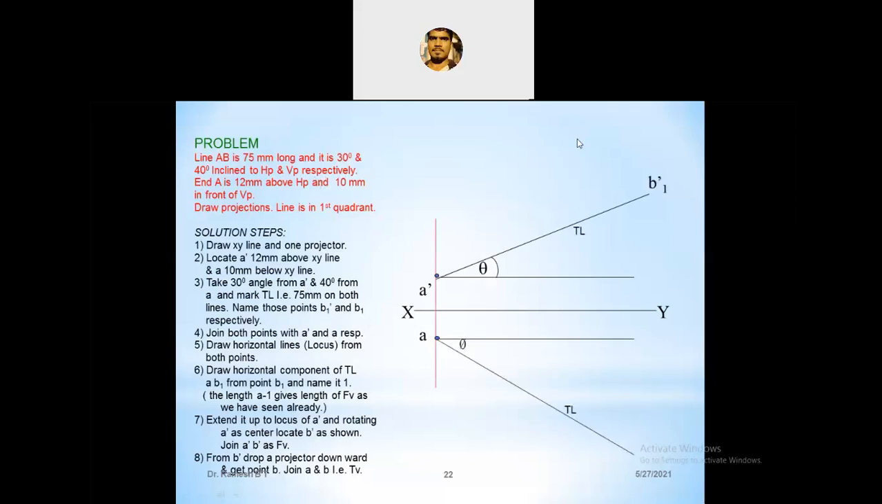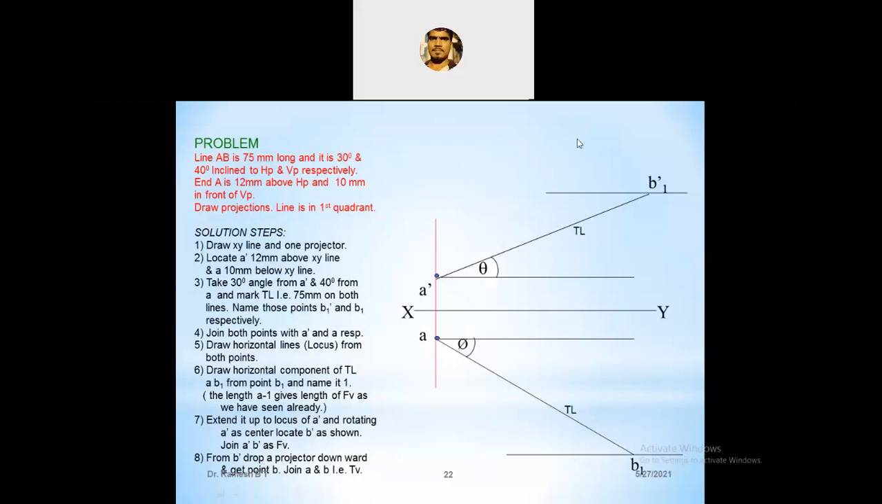That is what theta and phi. Theta is 30, phi is 40. And the true length distance is 75, because it is given in the problem as 75. I name it as A dash, B1 dash, and A, B1, and draw the locus. So this is the data given. In the problem, only this much data is given.